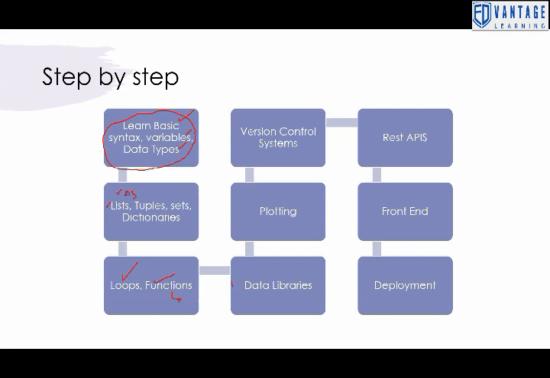After that, start learning some of the libraries like NumPy and Pandas, data libraries of Python. Learn plotting so that you can show the plots. After that, learn version control systems, Git basically, learn Git, and learn REST API, so that till this point you are able to create backend code, right? You need to connect this particular backend code with the front end.